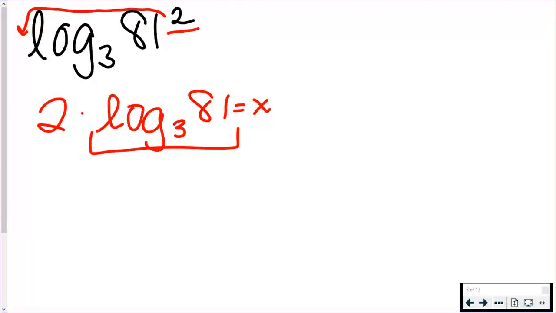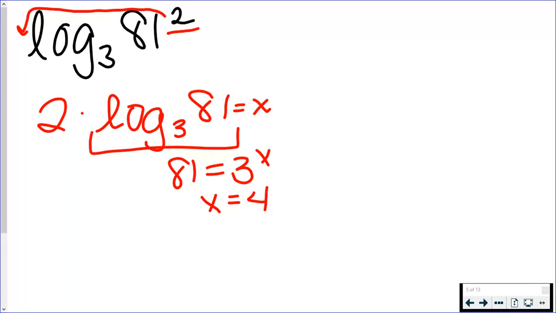So when I evaluate logs, I like to say that they're equal to x, and then I'm going to find x. I'm going to do this by converting to exponential form. I don't want to bore you too much. I've done this a lot, so hopefully you know what I mean by converting to exponential form. Now I'm doing 3 to what power is equal to 81? So if you don't know that off the top of your head, use a calculator, try to figure it out. That number is 4. 3 to the 4th power is equal to 81.